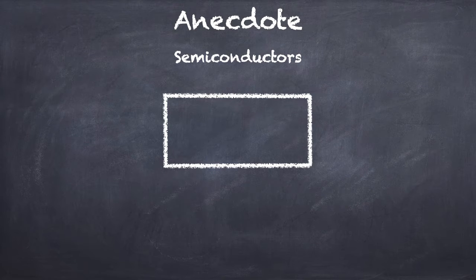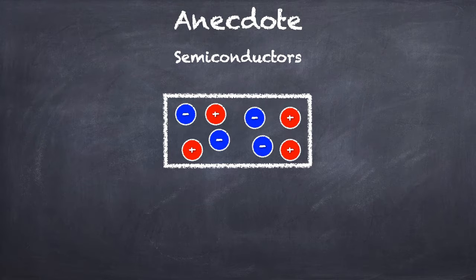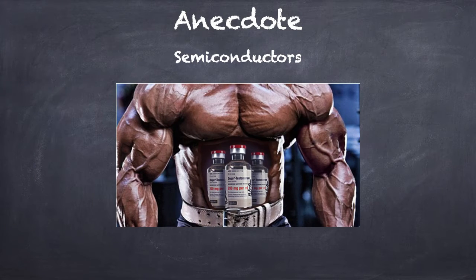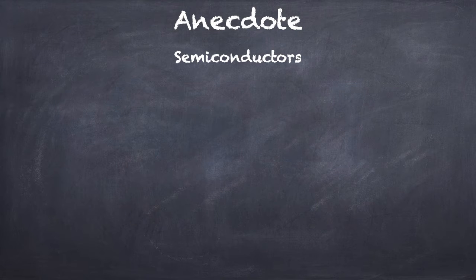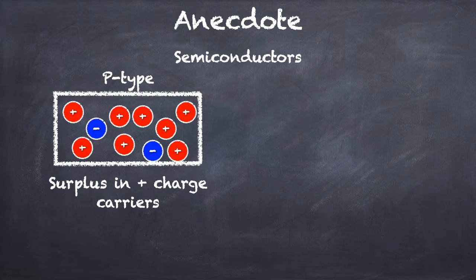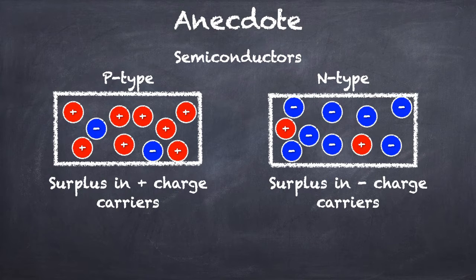The conducting behavior of these materials is best characterized by considering two kinds of mobile charge carriers, one positive and one negative. Like some athletes, these materials can be doped. One then distinguishes p-doped semiconductors, which have a surplus in positive charge carriers, and n-doped semiconductors, which have a surplus in negative charge carriers. Now bear in mind that these materials are electrically neutral, and therefore these surpluses in charge carriers need to be compensated by a corresponding background of fixed charges.